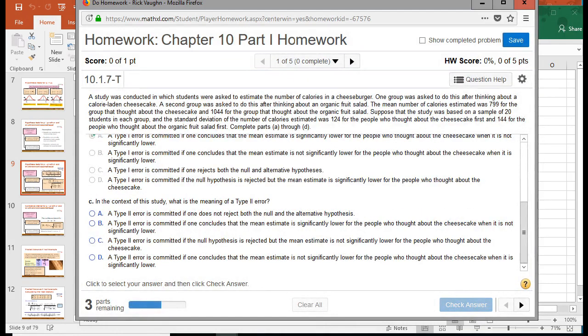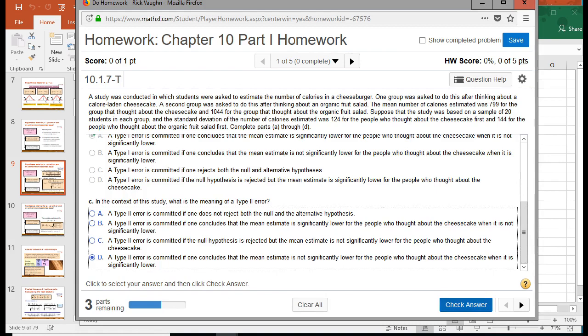Now a type 2 error. A type 2 error is when you fail to reject the null hypothesis. In other words, you conclude that there really isn't any difference, or maybe thinking about cheesecake made the people estimate the calories even higher when we were only looking on the low side. So you fail to reject the null hypothesis when really you should have. You conclude that the mean estimate is not significantly lower when it really is significantly lower. So I think that's D here.